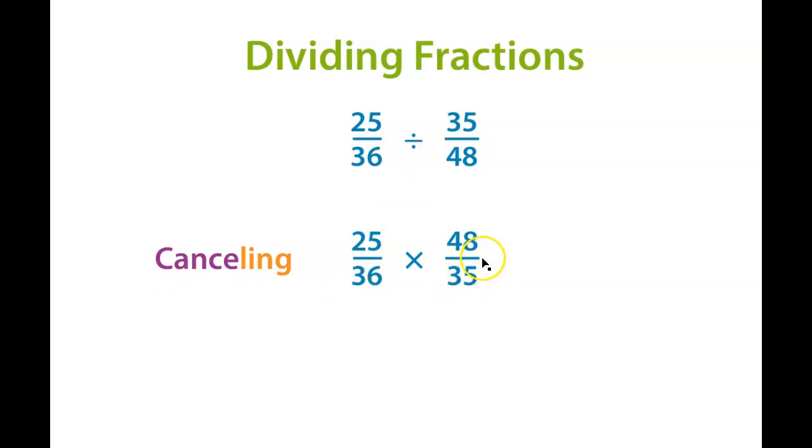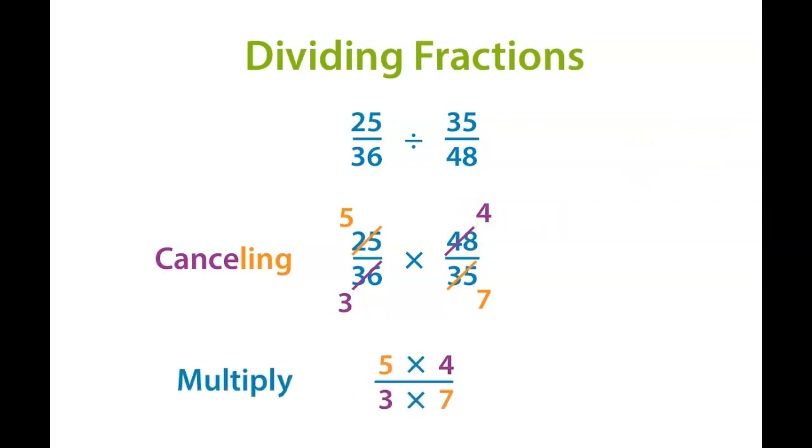So now we're going to check for canceling. It turns out we do have some canceling. Over here, we can divide both of these by 5. And over here, we can divide both of these by 12. That's fun. So then we're going to figure out what all those would be. 5 divided by 5 is 1, 25 divided by 5 is 5, 35 divided by 5 is 7. This one, 48 divided by 12 is going to be 4. And 36 divided by 12 is going to be 3.